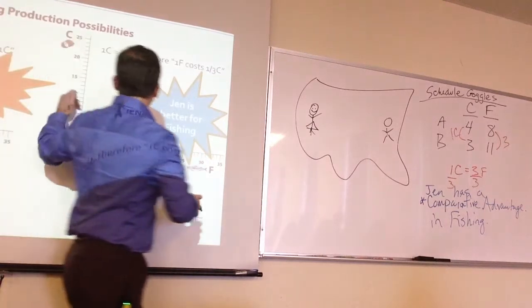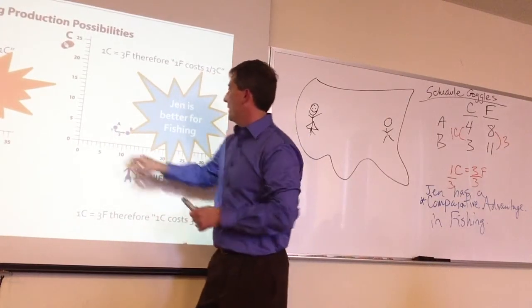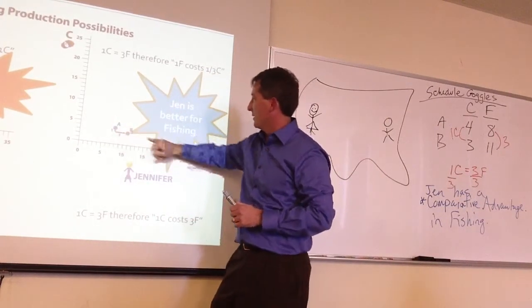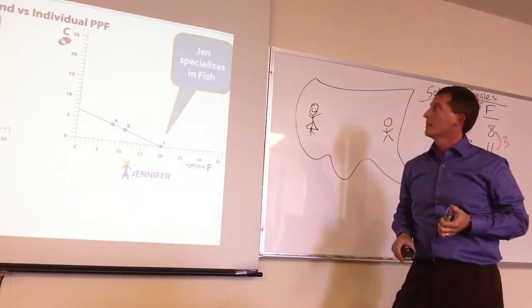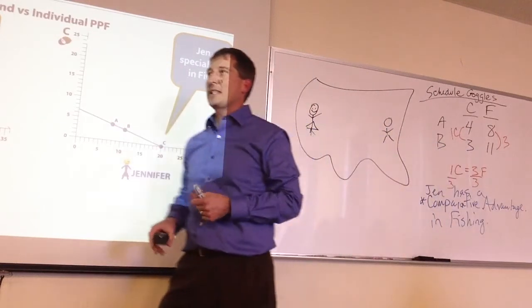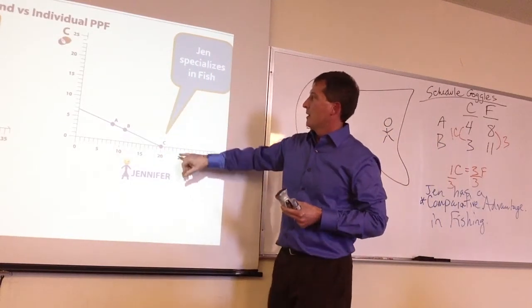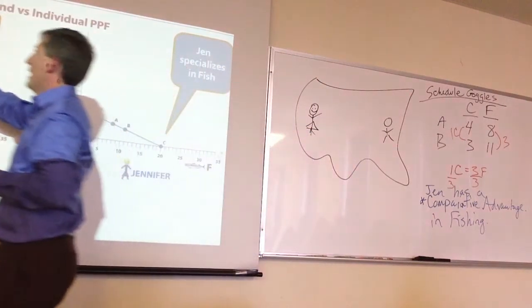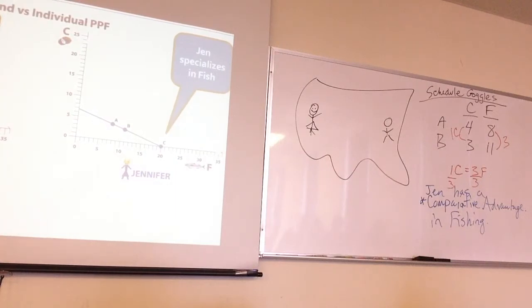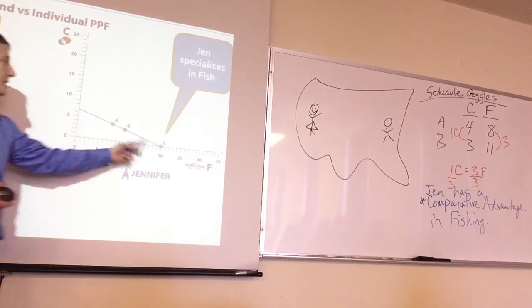We do the same thing for Jen. Jen is coming down here, maxing out fish production. So here's our point C for each individual. Jen would max out at 20 fish. Tom max out at 16 coconuts. At the end of the day, we can get back together and maybe do some trading with each other and make each other better off. All right, these are the production possibilities curves.